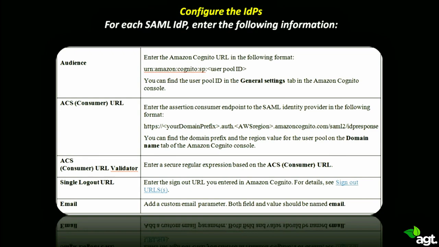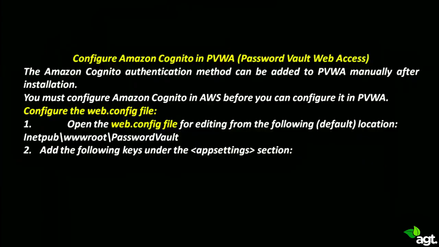Okay, so now configure Amazon Cognito in PVWA, the Password Vault Web Access. The Amazon Cognito authentication method can be added to PVWA manually after installation. You must configure Amazon Cognito in AWS before you can configure it in PVWA. So, configure the web.config file.